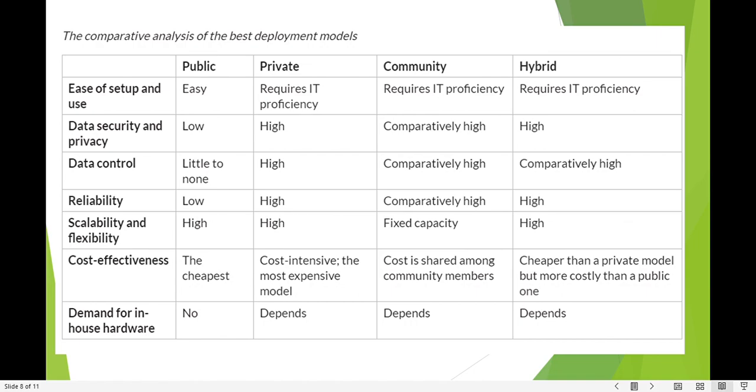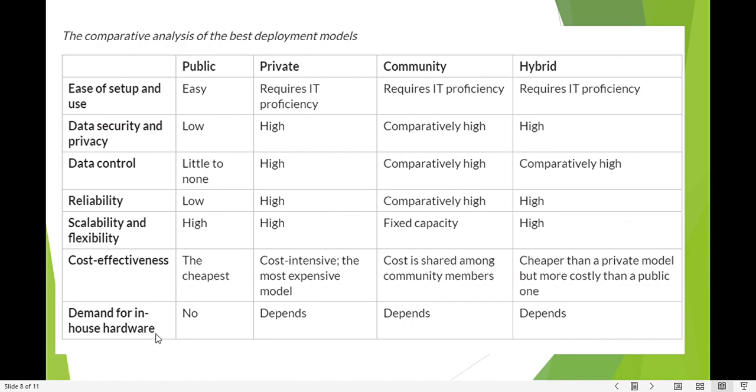Scalability and flexibility: whether it is private, public, community, or hybrid, irrespective of anything, it will remain high, because scalability and flexibility is the major benefit of using a cloud. Cost efficiency: public is cheap, private is the most expensive, and community is shared among the community, so it is cheaper than the private model.